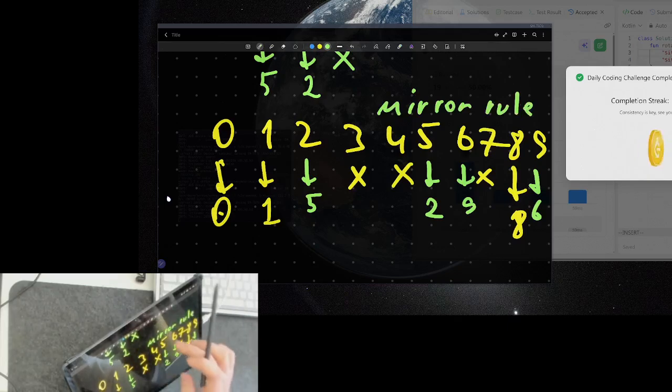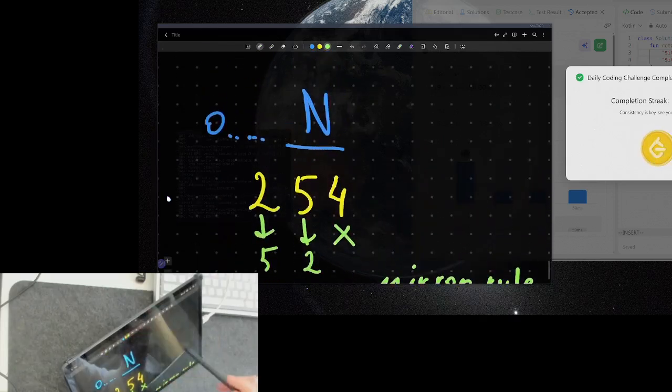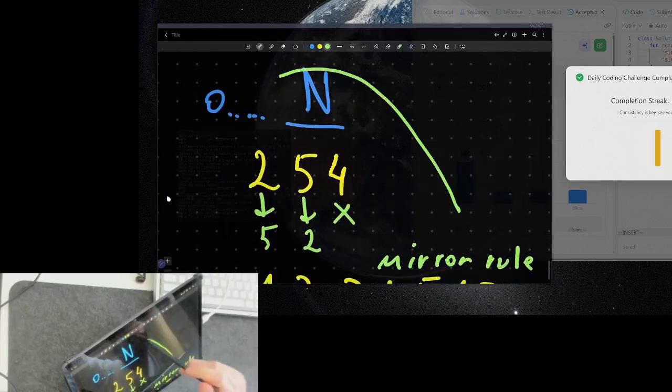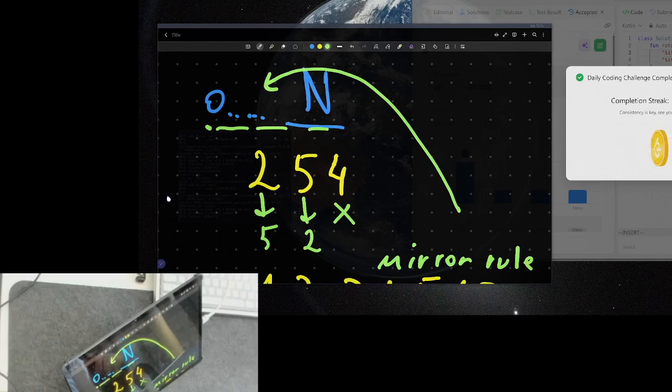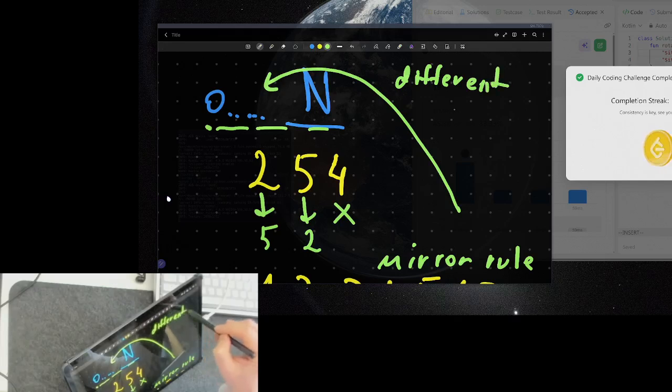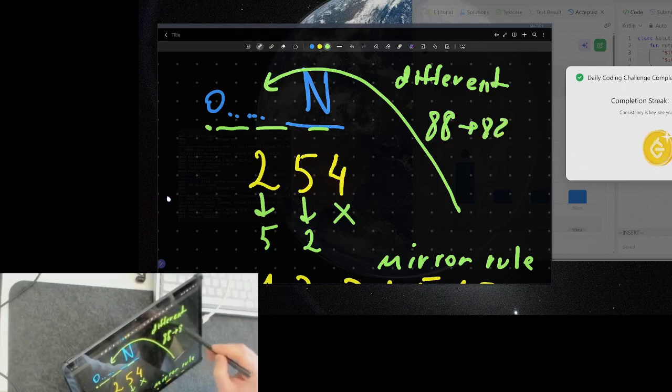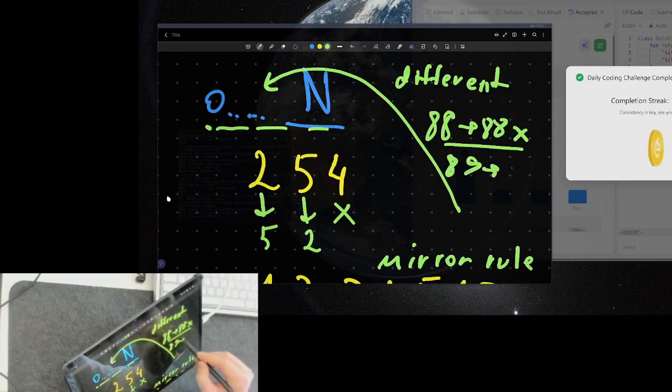and we want to find, if we apply this mirror rule to all this range of 0 up to some number, how many of them became different from the initial. For example, 8, 8 converts to 8, 8, and it's not different, so it doesn't count. But 8, 9 converts to 8, 6, and it's accepted.